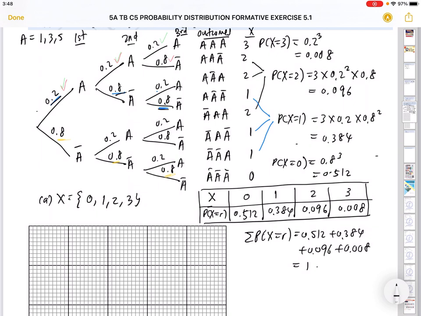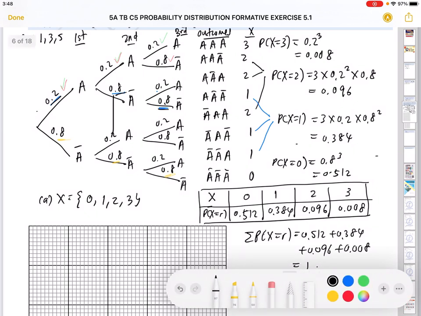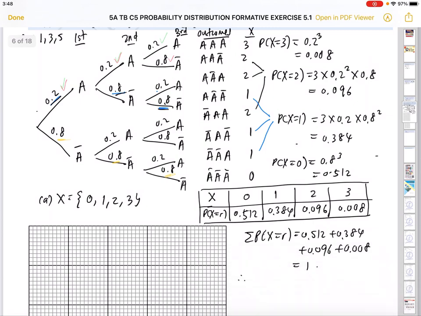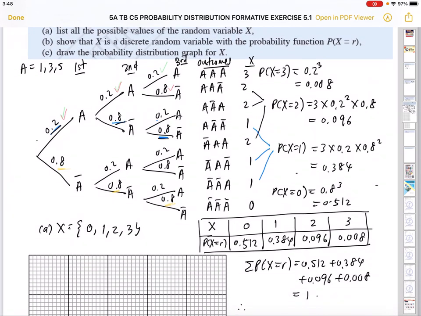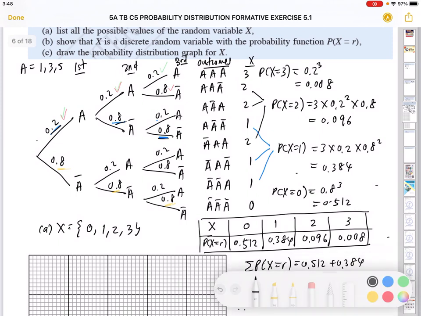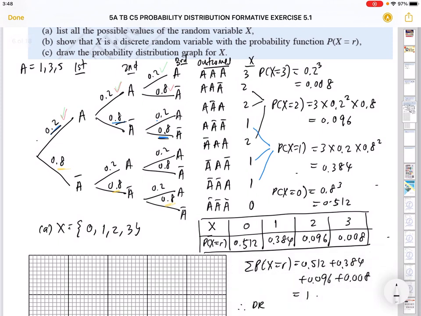So we can conclude that, for the question says show that it's a discrete random variable with probability function, we just write, therefore it's a discrete random variable with probability function P(X equals r). Sorry, I don't have enough space, so I'll just write this. Now the next thing, part C, we have to draw the graph.